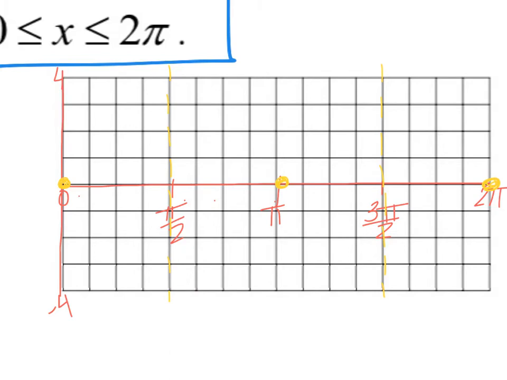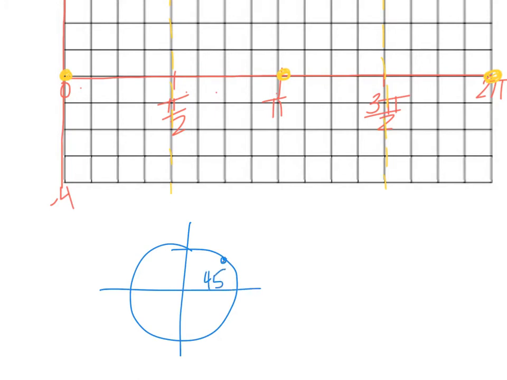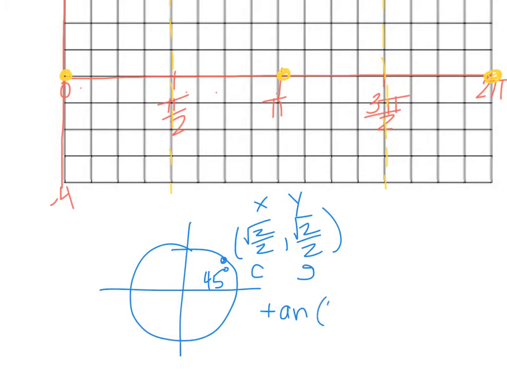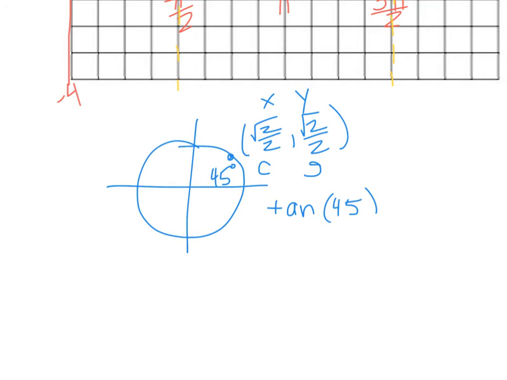But there actually is a nice value in between 0 and pi over 2 that we can graph. And this is because on the unit circle, there's a point right here, and this point is 45 degrees. Now 45 degrees is special because it's from the 45, 45, 90 triangle. And in this case, the x and y values are the same, which means the cosine and sine values are the same. So at 45 degrees, or if you want to do it in radians, which is probably better because we always do things in radians when we graph, so in radians this would be pi over 4.